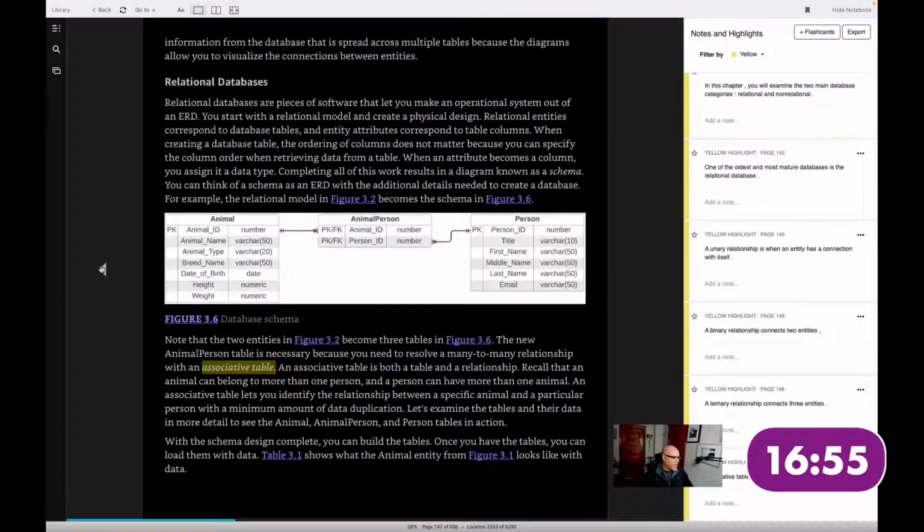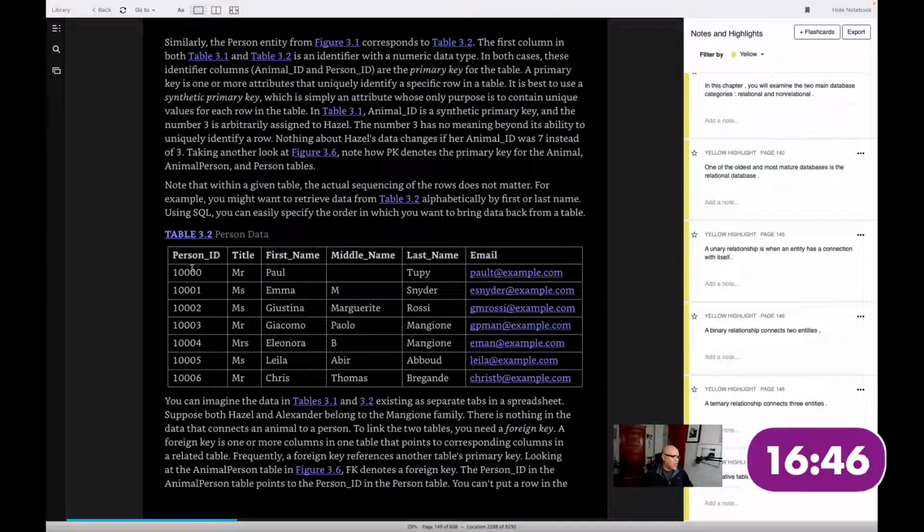Okay, let me go back so I can see. So you have a person ID, which is a unique person ID, then title, first name, middle name. What's interesting about the way this table is filled out is what happens when we get ready to get this data and try to clean it.